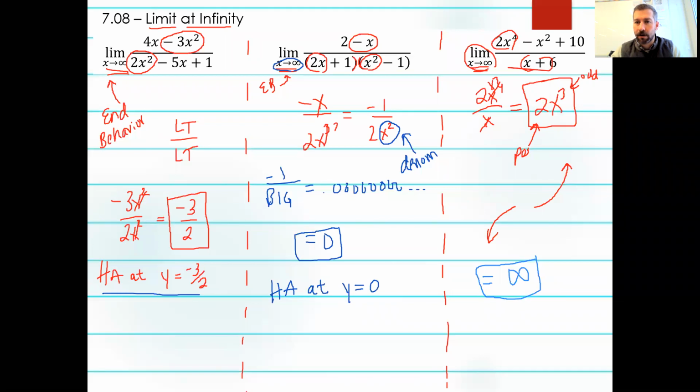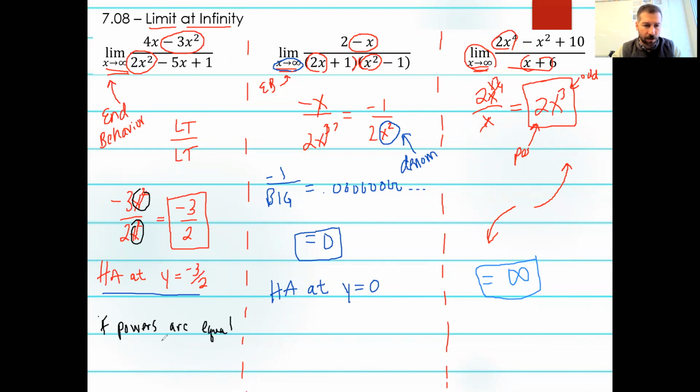All right, so now let's stamp our general understanding of each one of these. So for this first one, what did we have? We had x squared and x squared that reduced to -3/2, right? So basically, if the powers of the leading terms are equal, we'll have an HA, right? And that HA just came from what was left over, those coefficients. All right, we also had an HA, a horizontal asymptote, for the second problem.